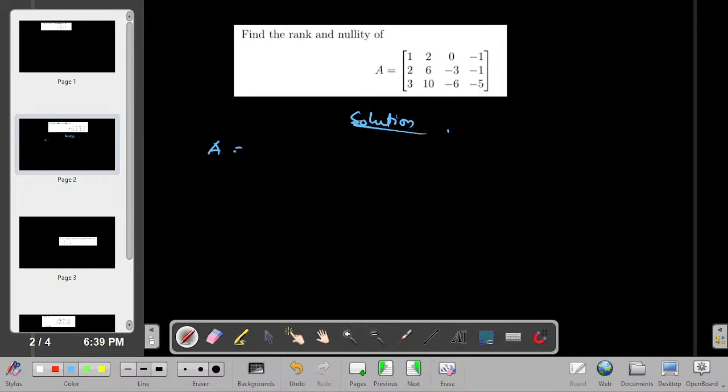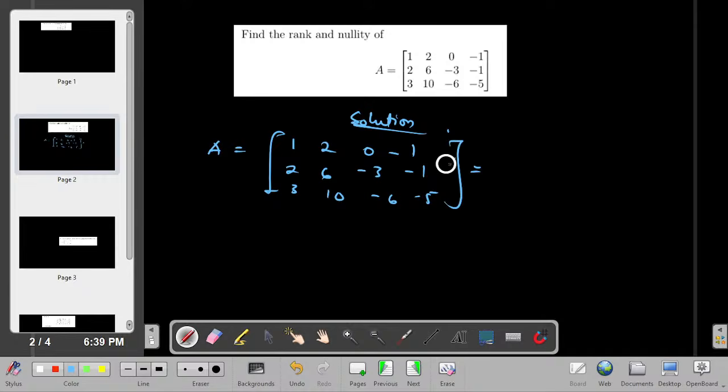So I have my matrix A given as 1, 2, 0, negative 1, 2, 6, negative 3, negative 1, 3, 10, negative 6, negative 5. So you can try this problem as well on your own. You can pause and try and see if you get it. Time yourself because you have the paper tomorrow. So you should make sure that you set exam parameters.